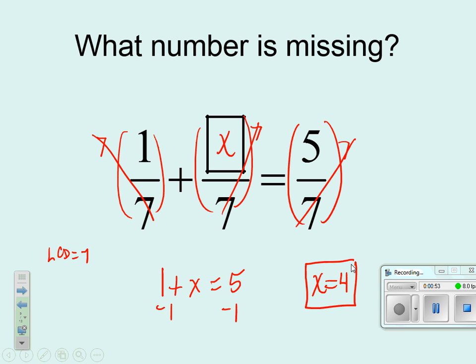Now, the whole idea is that I know you know the answer is 4, because I know you know that 1 plus 4 is 5. But the whole idea with solving when you have fractions is to find that lowest common denominator and multiply everything by it so that the denominator goes away. All right, so let's do some Algebra 2 type problems.